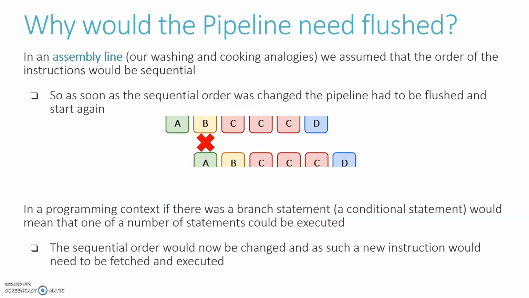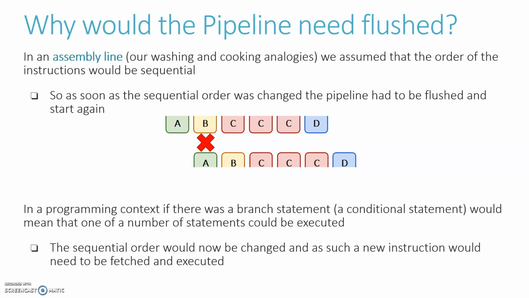Now, why would a pipeline need to be flushed? We already talked about the fact that if we had a sequential order of items and then something comes across as an error or whatever, it doesn't really work, okay? With our washing and cooking analogies, both of them were sequential, so they followed the same set of instructions again and again. Pipelining is sometimes known as an assembly line for this reason, but that's not always the case with computer systems, okay?